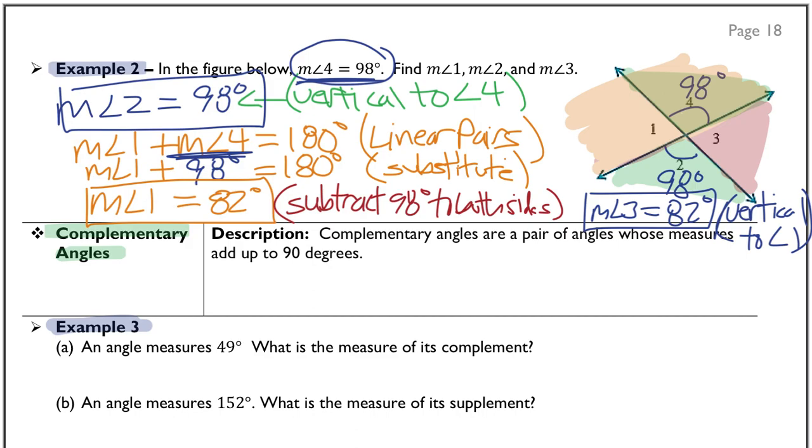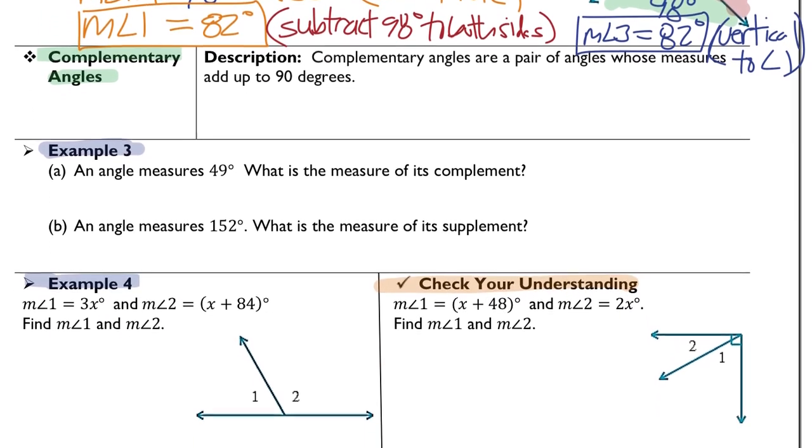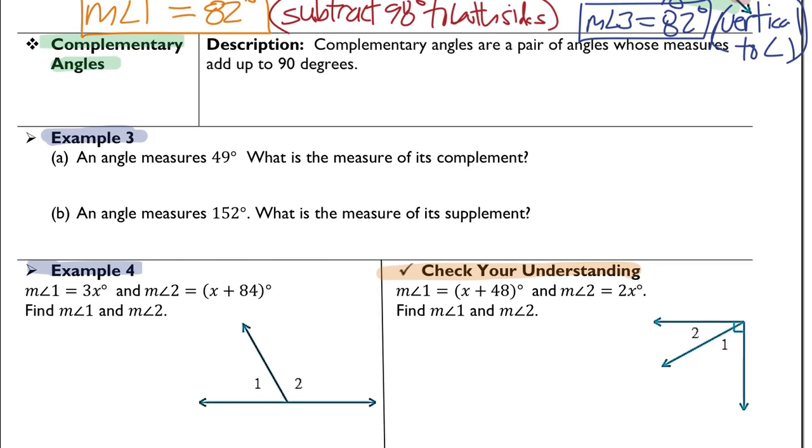So let's go ahead and move on to the next thing, which is complementary angles, which are very similar to supplementary, but they're just two angles or a pair of angles that measure or add up to 90 degrees this time. So let's highlight that. They're a pair of angles whose measures add up to 90 degrees.